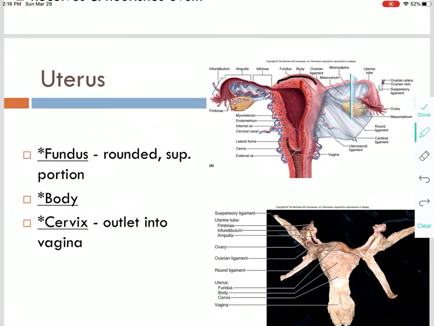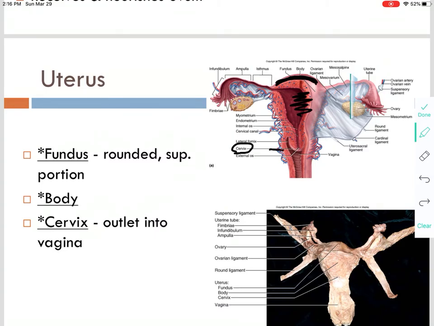Some other things to point out about the uterus. It has different regions. The top hump here is called the fundus. If you think back to the digestive system, there was a fundus of the stomach, and it had a similar look to it. It was the hump part. So the fundus of the uterus is the top hump part, and then the body is the middle part.